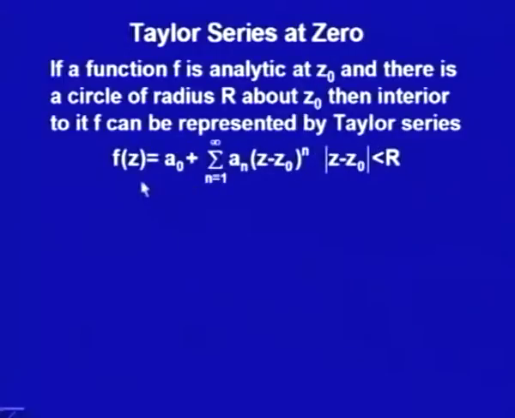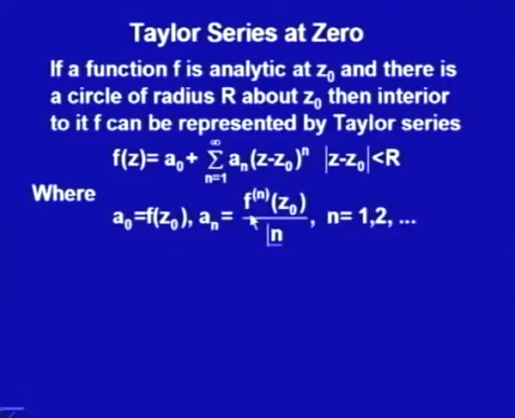What is the Taylor series? You do know, f z is equal to a naught plus summation n running from 1 to infinity a n z minus z naught to the power n, for modulus of z minus z naught less than r. We do know that this Taylor series expansion you had already done. We do know that a naught is nothing but f of z naught, and a n's are the nth derivative of f at z naught divided by factorial n for all n = 1, 2, 3 and so on.